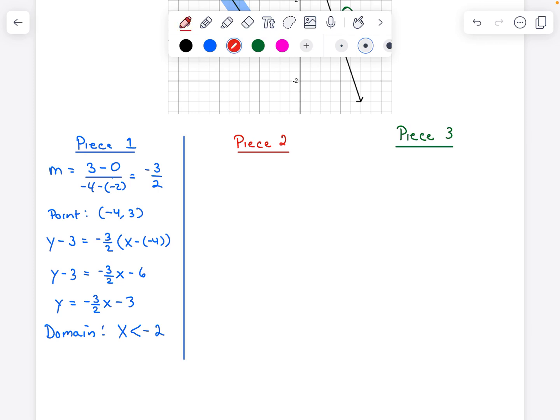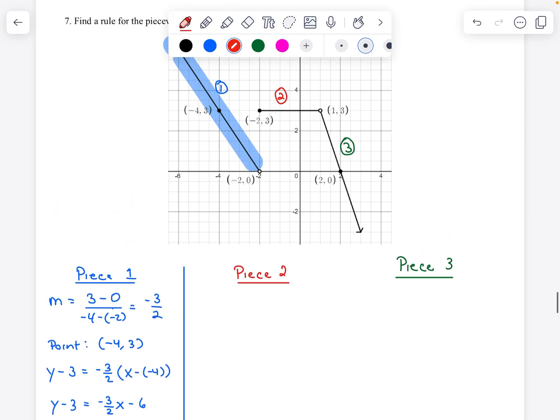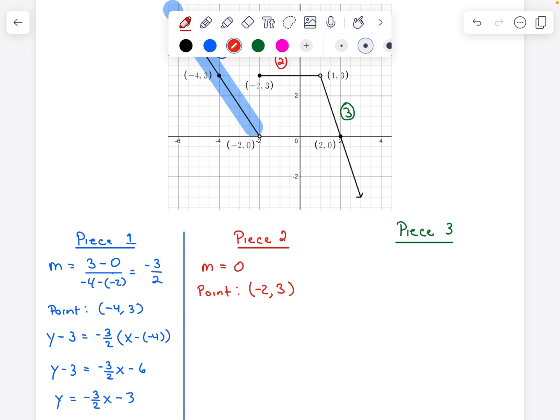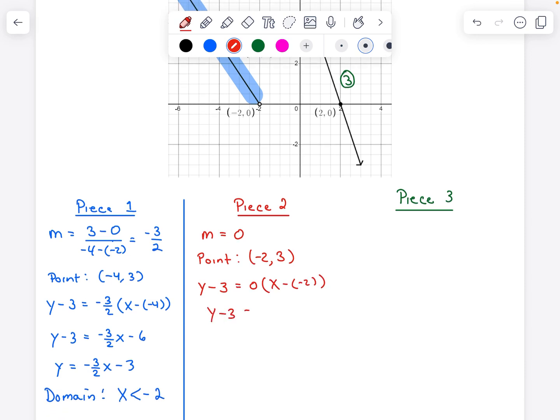Piece number 2. We want to notice that piece number 2 is a horizontal line, and the slope of a horizontal line is 0. One of the points on the line is (-2, 3). Again, we're going to use point-slope to find the rule. So y minus 3 is equal to 0 times (x minus -2). So y minus 3 is equal to 0, which means the rule is y equals 3.